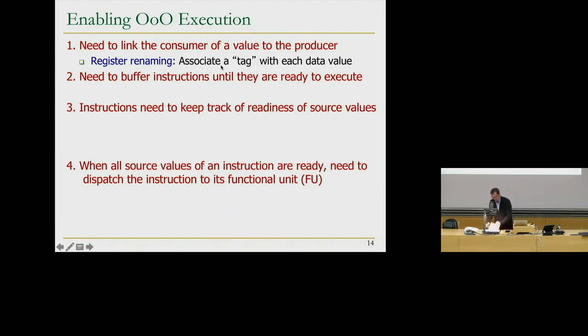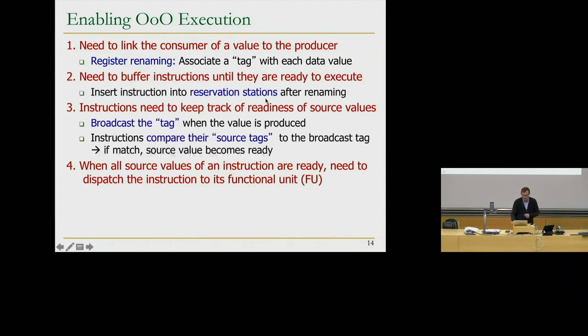So how do you link the consumer of a value to a producer? That's register renaming. If you remember this register file, I have valid, value, and the reorder buffer entry. Let me call that reorder buffer entry a tag. We rename a register to a tag, and the tag identifies the instruction that's going to produce the value. So we rename the register, and we're going to use that tag to identify the instruction that's going to produce that value. How do you buffer the instructions? You insert the instruction into reservation stations after renaming. We'll see that.